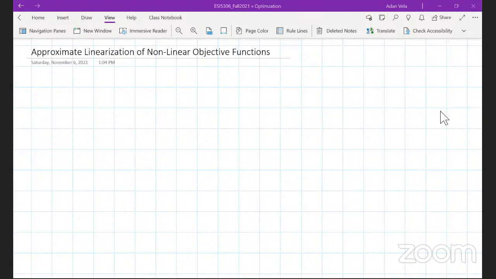Okay, we're going to continue our discussion of linearizing nonlinear objective functions and constraints. But really, in our previous problems, this linearization or conversion to a linear program allowed us to preserve the formulation so that we still get the same results. In this particular case, we're going to be discussing how do we approximate nonlinear objective functions.